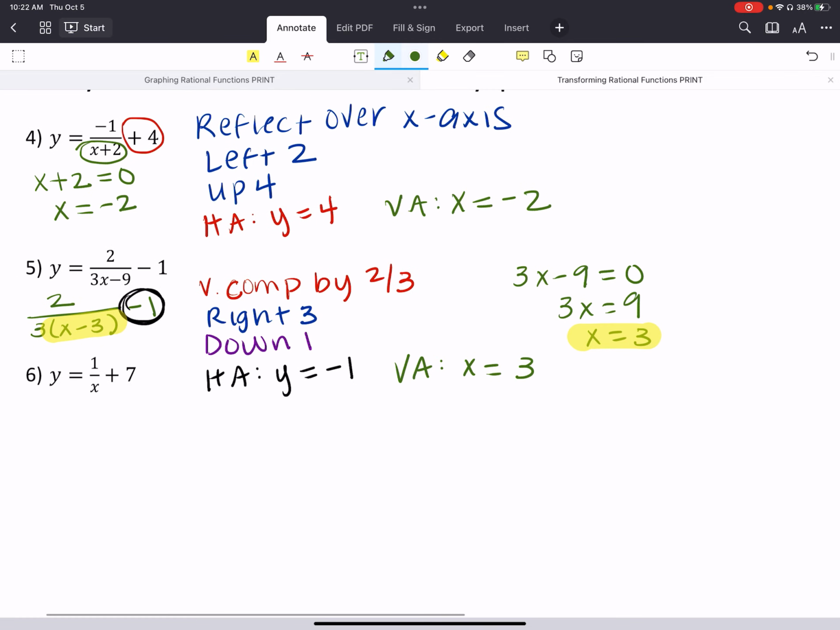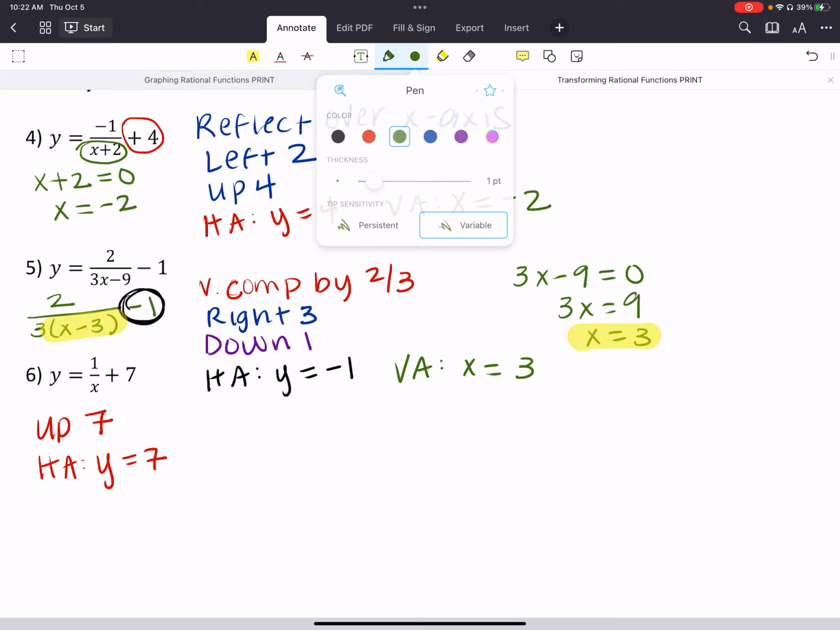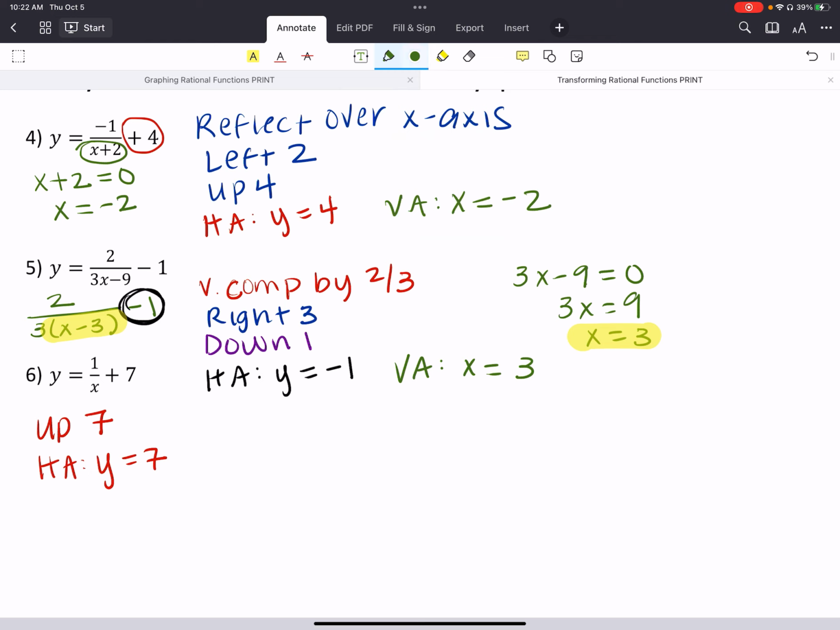All right, and then our last problem, we have our transformation. The only transformation that we have is up 7. All right, so that means our horizontal asymptote is y equals 7. And our vertical asymptote, we still take our denominator of x and set it equal to 0. So our vertical asymptote is just x equals 0.